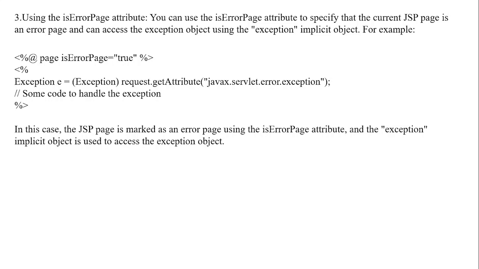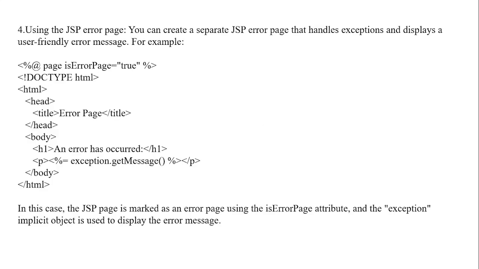So like that we can know what exceptions occur in our page, and we take this exception in an Exception class object and print it to get the exception. So this is the third way. We can also use such techniques to handle exceptions. And now the fourth way, using a JSP error page.